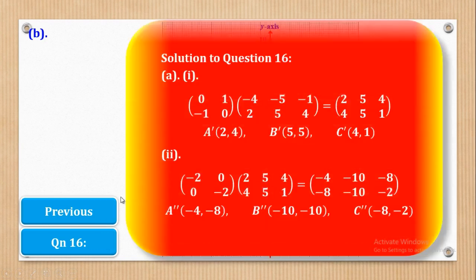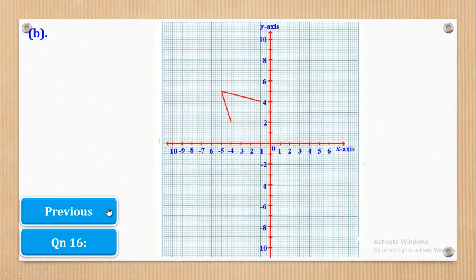First of all, you have to remember, we are going to first plot triangle ABC. These are the coordinates for ABC. So we are going to plot negative 4, 2, negative 5, 5, negative 1, 4, and join them using a ruler. Let's see how this is done. So there are the coordinates of A, B, and C, and they are joined using a ruler.